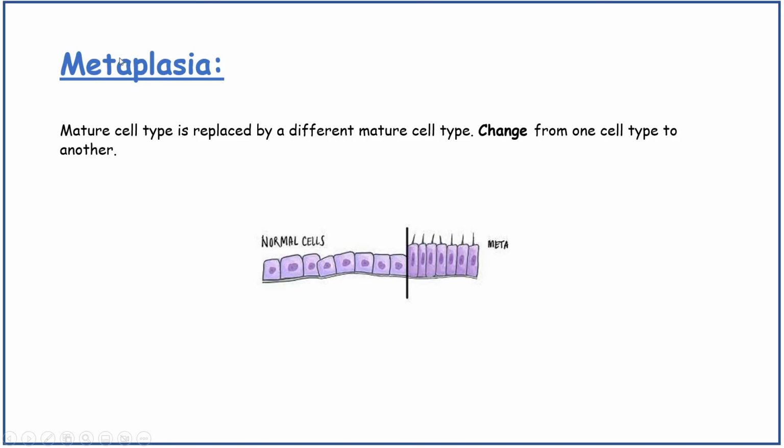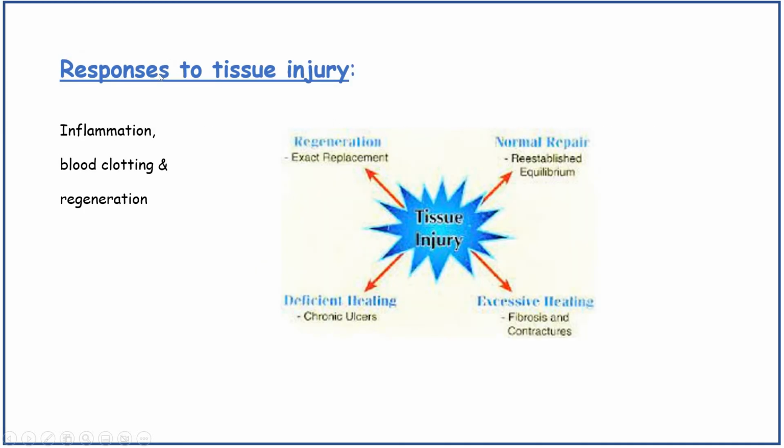Metaplasia. So meta means change, plasia means cells. So metaplasia is a change of cell type. So it's when one mature cell type or one differentiated cell type is replaced by a different differentiated cell type. So it's a change from one cell type to another. Responses to tissue injury could be inflammation, blood clotting and regeneration.